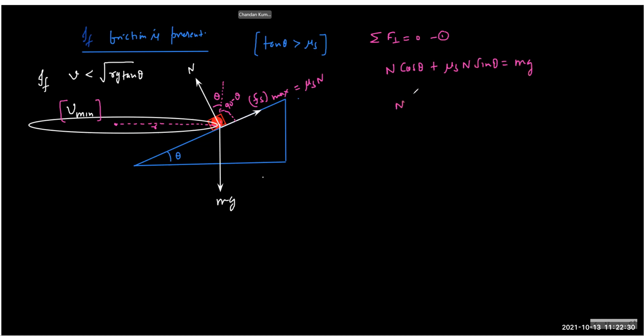So you can take N common and you will get N (cos theta plus mu_s sin theta) equals mg. So here the N is also complex. N is not a simple formula. Okay, this is the first question. What is the other question?